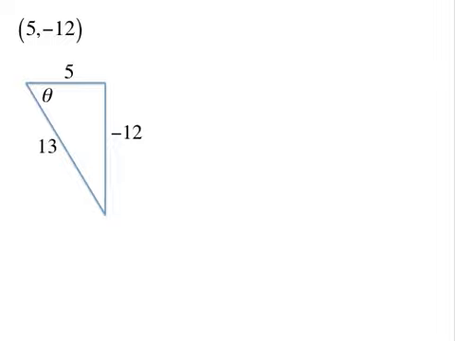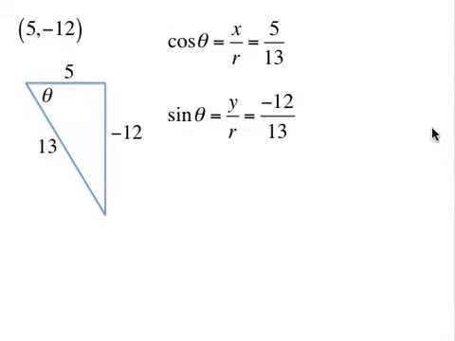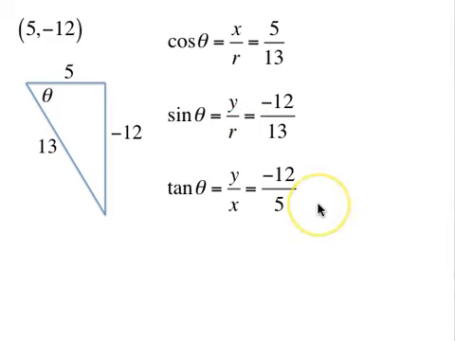Once we're here then, cosine of theta is x over r, sine of theta is y over r, tangent of theta is y over x. So making all those substitutions, x over r for cosine would be 5 over 13. Notice that's in the fourth quadrant, and cosine is positive. Sine of theta is y over r, negative 12 over 13. Again, notice that's in the fourth quadrant, and sine is negative as we expected it to be. Tangent of theta is y over x, negative 12 over 5. Again, in the fourth quadrant, tangent is negative.